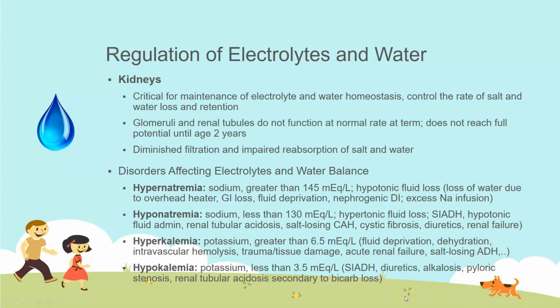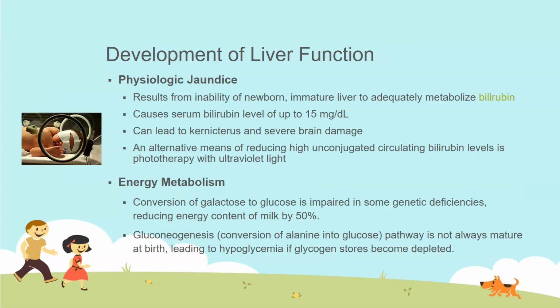And then hypokalemia is potassium less than 3.5 milliequivalents per liter, caused by syndrome of inappropriate antidiuretic hormone secretion, diuretics, alkalosis, pyloric stenosis, and renal tubular acidosis secondary to bicarb loss. These are all the causes for our pediatric patients.